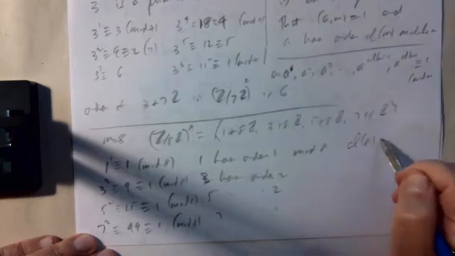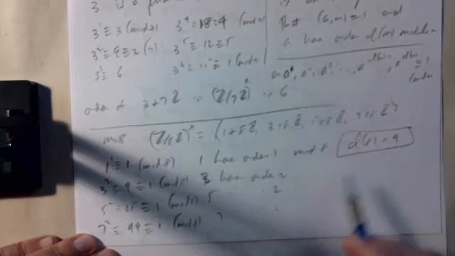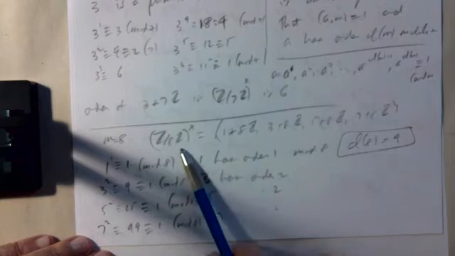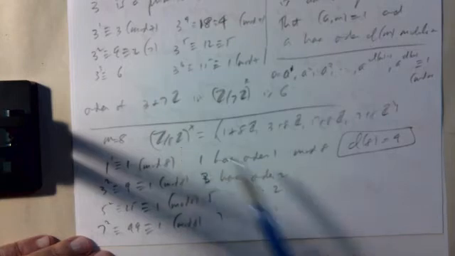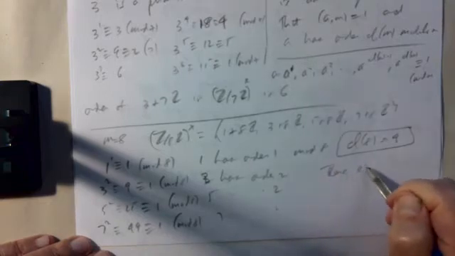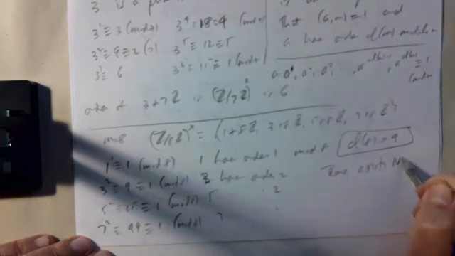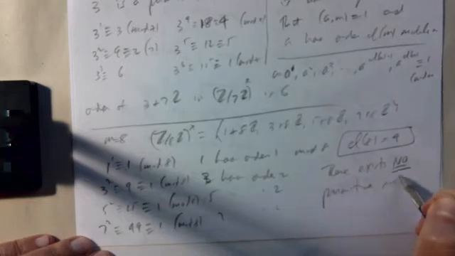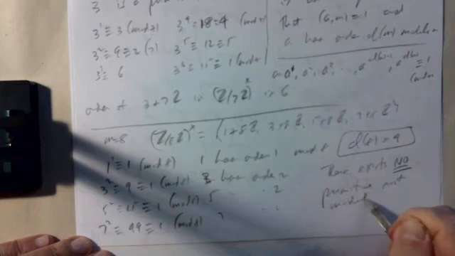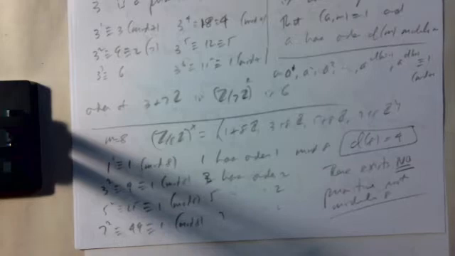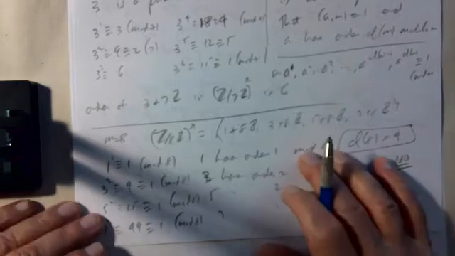So 7 has order 2 mod 8. But phi of 8 is equal to 4. So there's no element in this group of congruence classes mod 8 that has order 4. So there exists no primitive root modulo 8. So not every modulus has a primitive root.